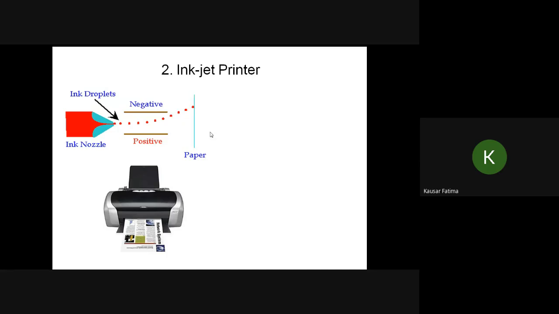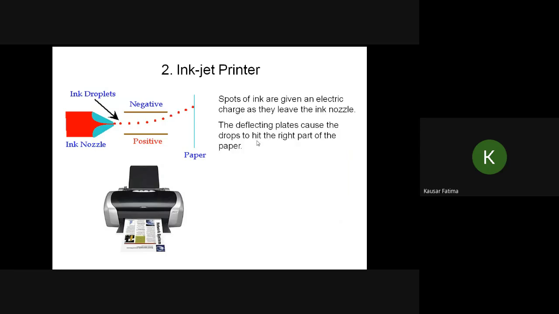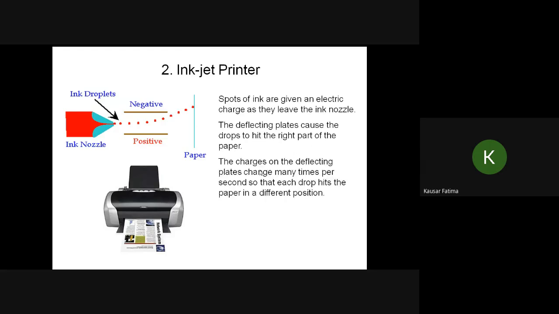Okay, so the deflection plates' charge has to be changed quickly depending on the requirement, whether the writing has to come on the top or at the bottom of the paper, or there should be no writing also, that also should be taken care of. So spots of ink are given an electric charge as they leave the ink nozzle. The deflecting plates cause the drops to hit the right part of the paper. And the charge on the deflecting plates changes many times per second so that each drop hits the paper in a different position. So this is one type of inkjet printer.